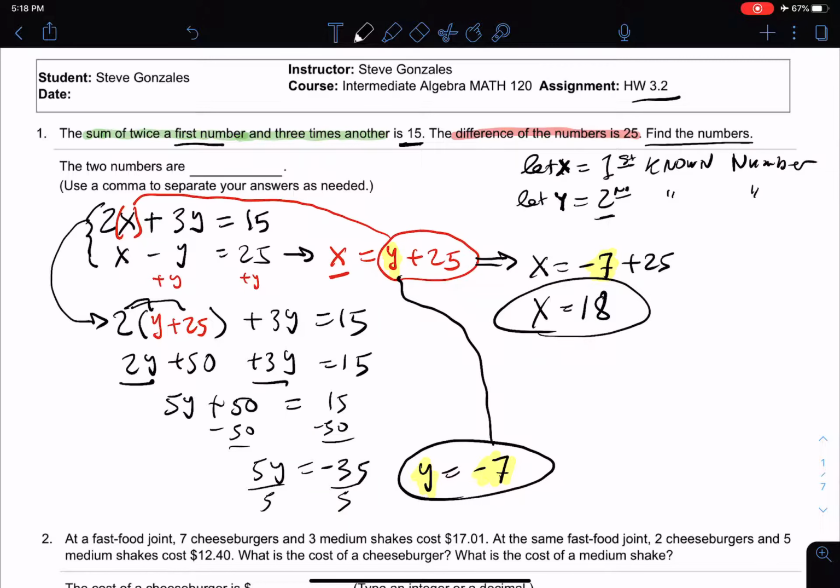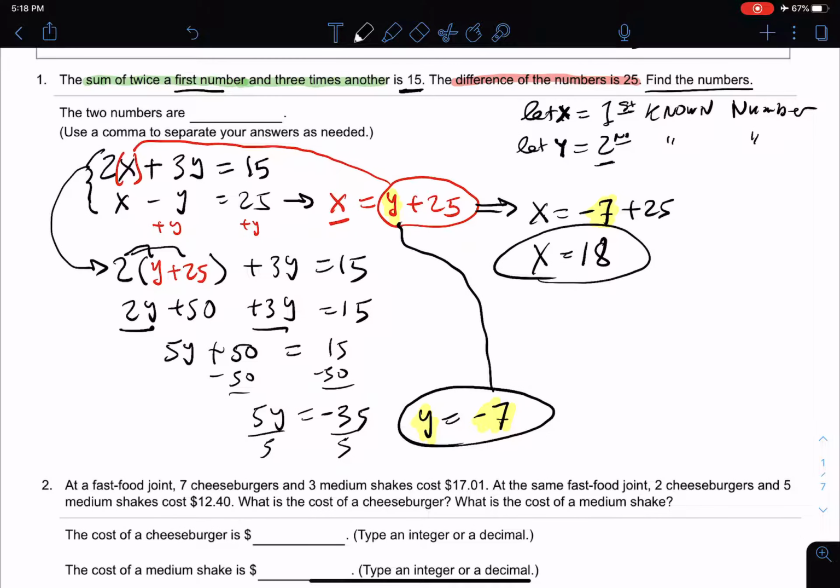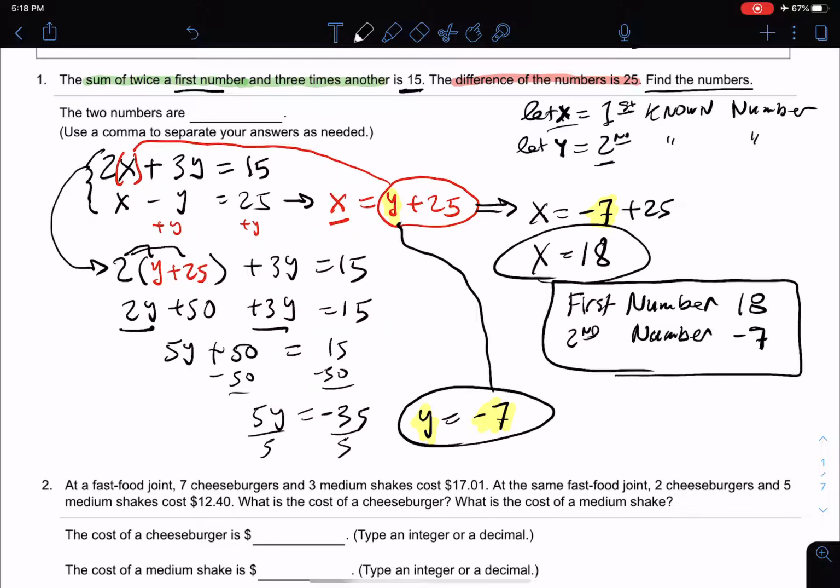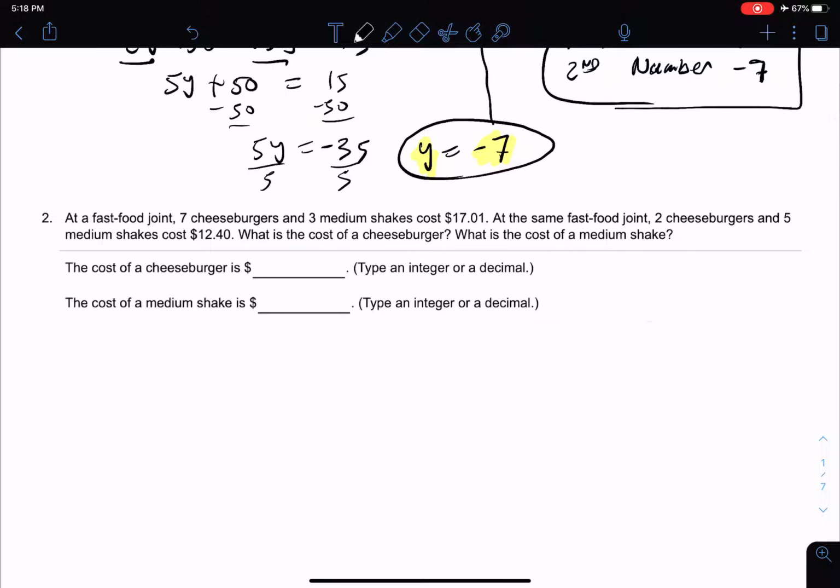And let's see, it says the two numbers are, okay, so my first number, remember my first number was x, so my first number is 18. And that second number, or they also called it the other number, is negative 7. So 18 and negative 7. And that's done.